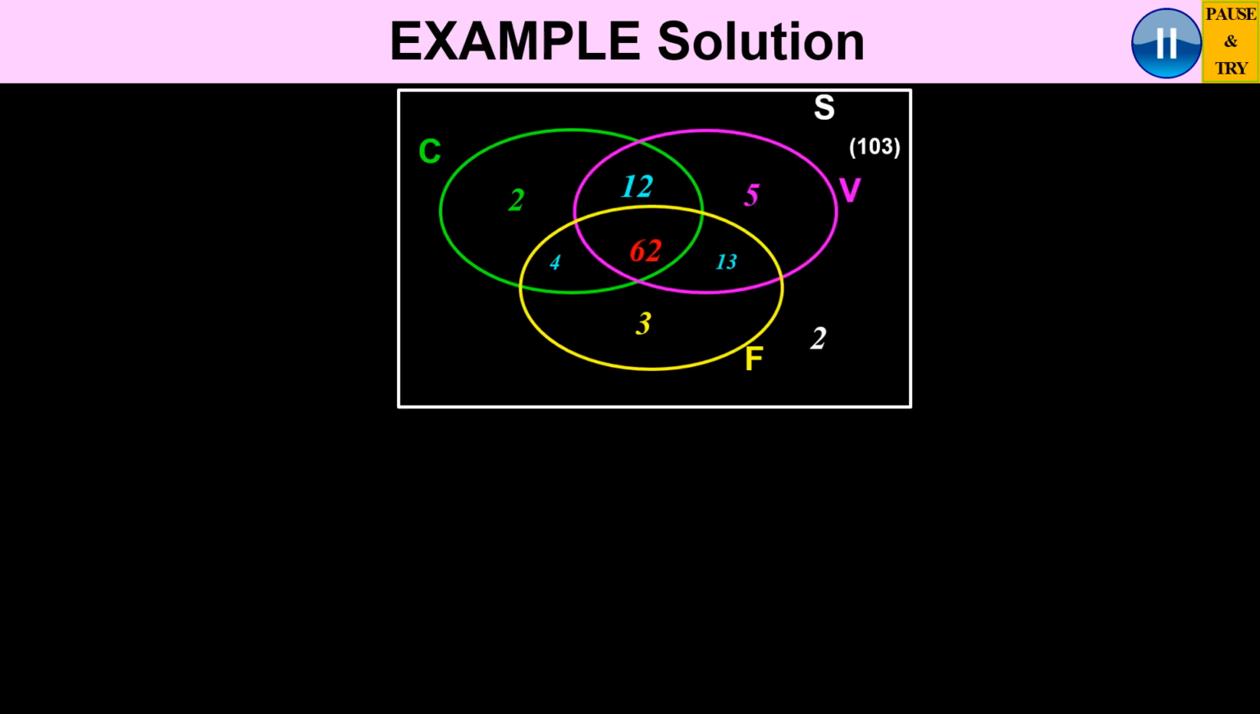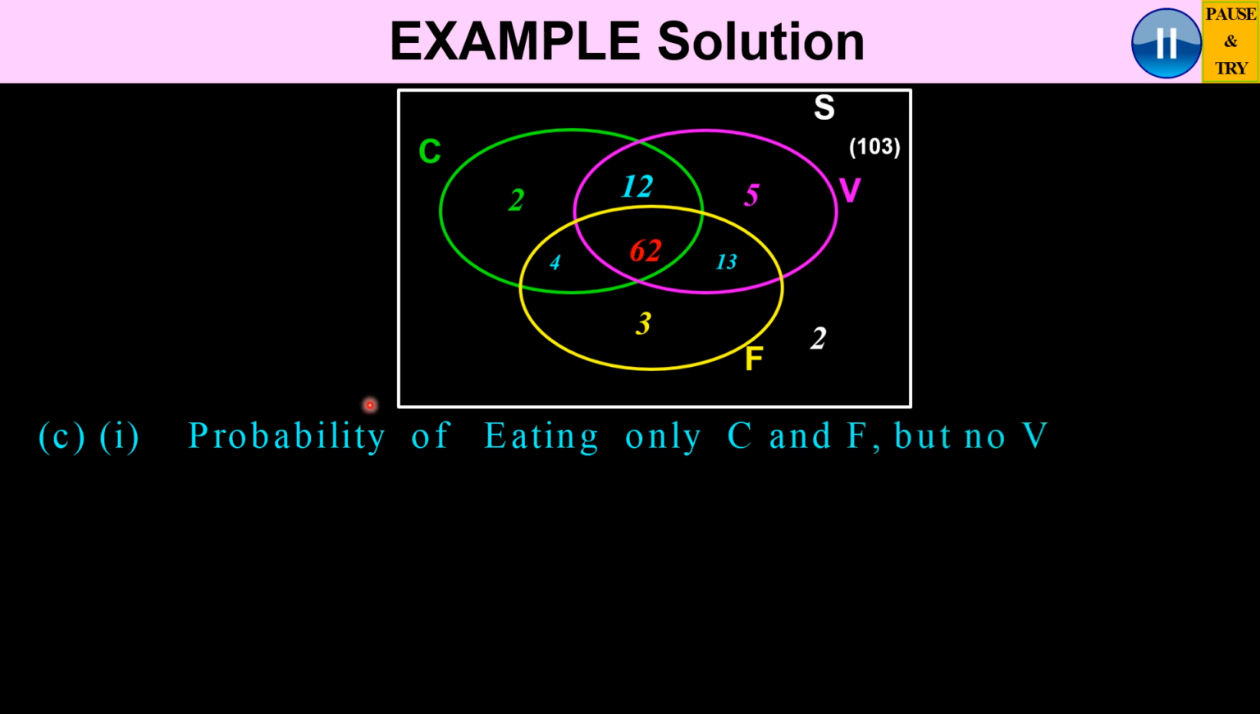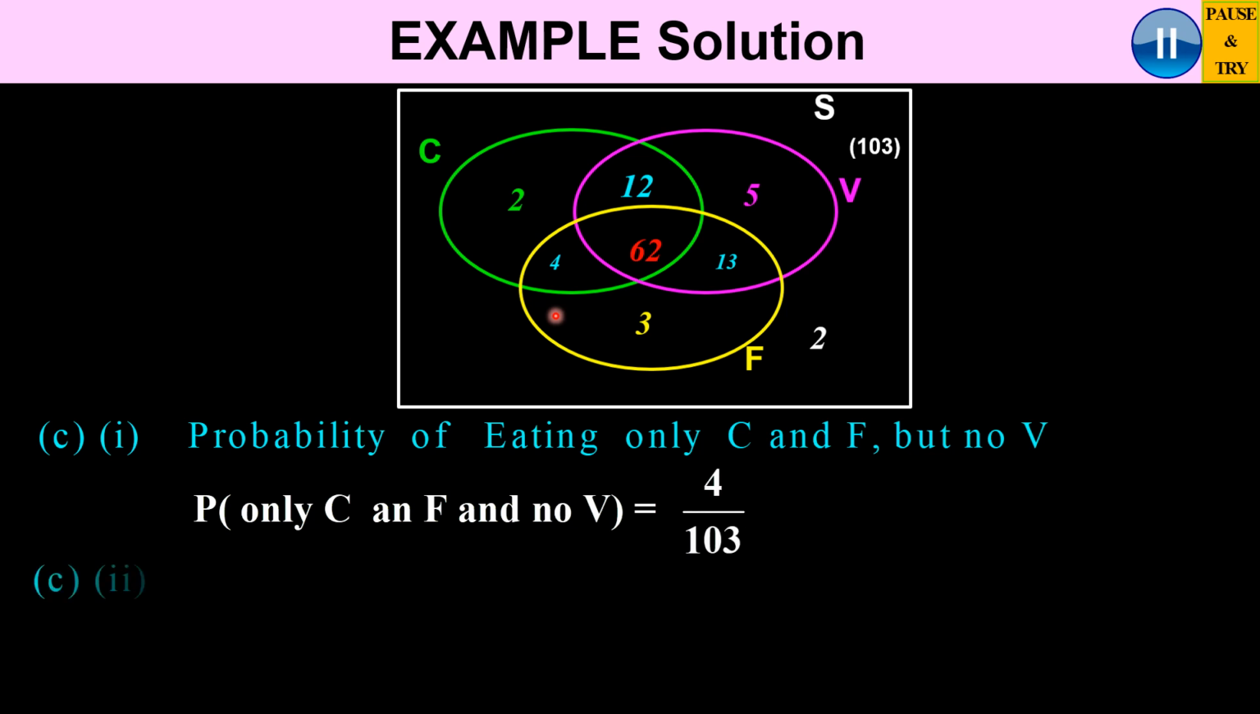Now let's look at the probability questions here, and it's important that we read the questions carefully. We have to determine the probability of eating only chicken and fish. So if I look at chicken and fish, that's the 4 and the 62. But they say no vegetables, so I must take the vegetable part away. So that only leaves us with that 4. So only chicken and fish, but no vegetables. That is 4 over 103.